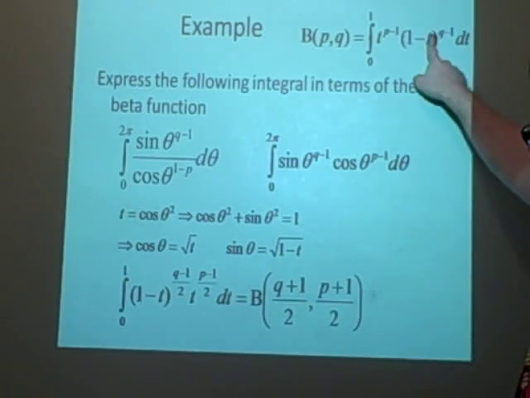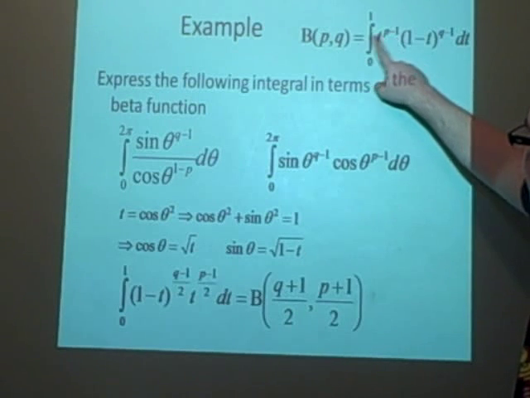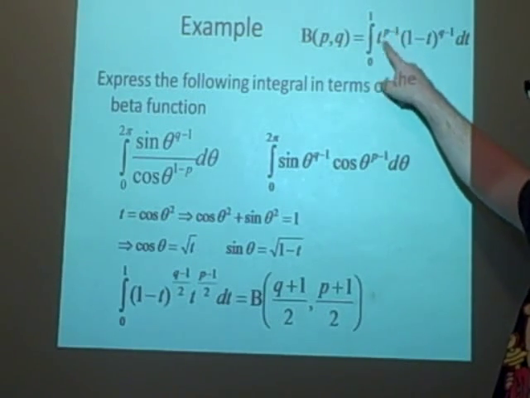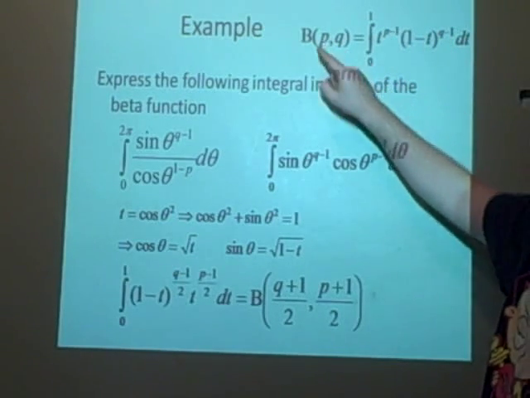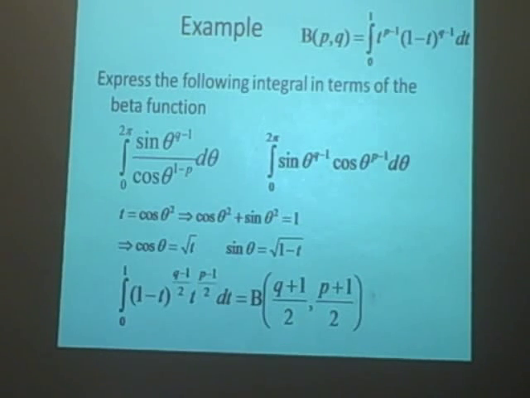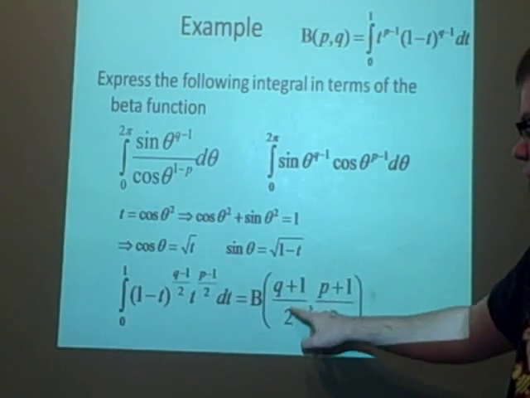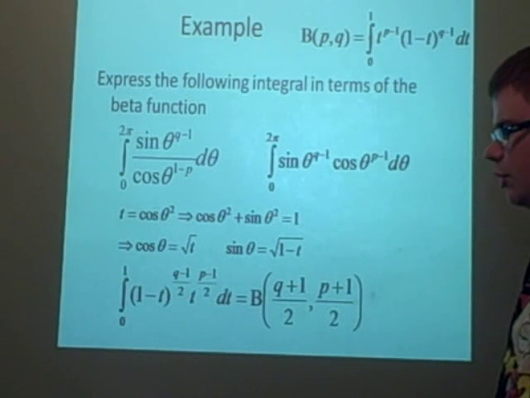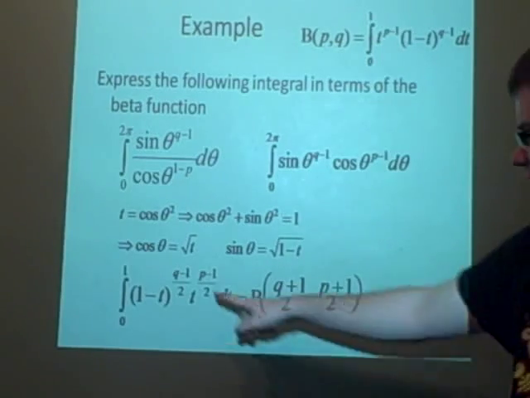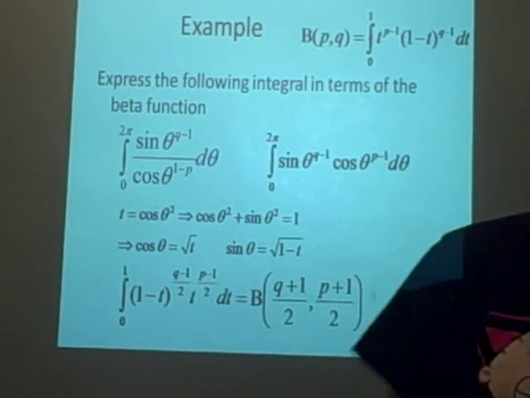And if we just look at these, we can see that over here what you're doing is adding 1 to each of these powers to give you a beta function. So if we add 1 to here, we'll get q plus 1 over 2, because this is basically q over 2 minus a half, and we're adding 1, so it'll be q over 2 plus a half, so that's what we've got here, and it's the exact same over here. I hope that all made sense.